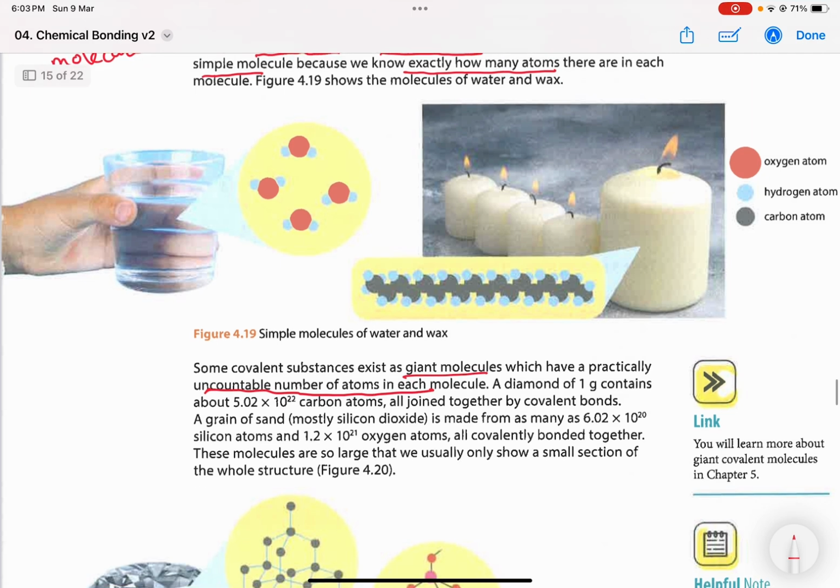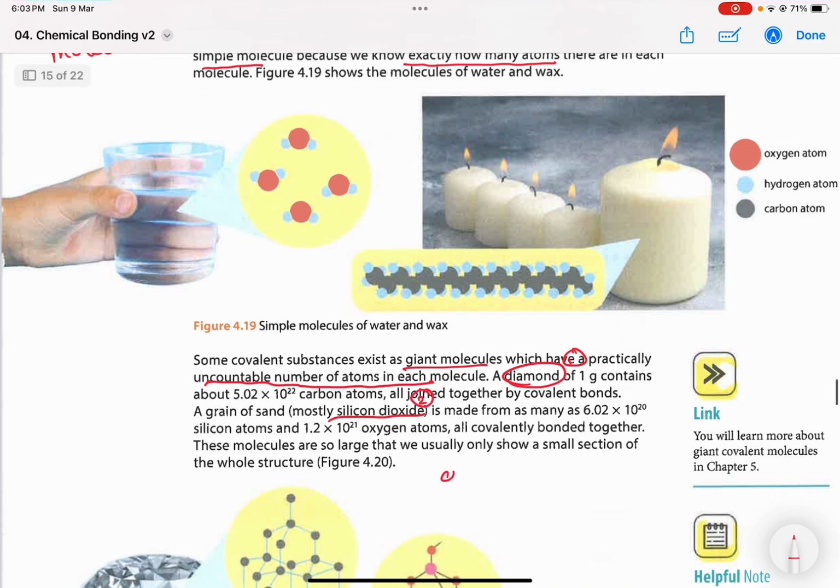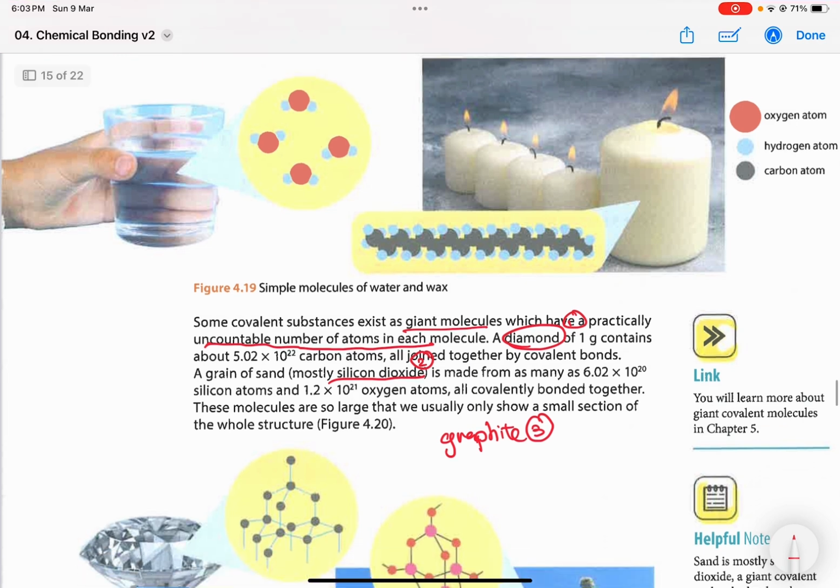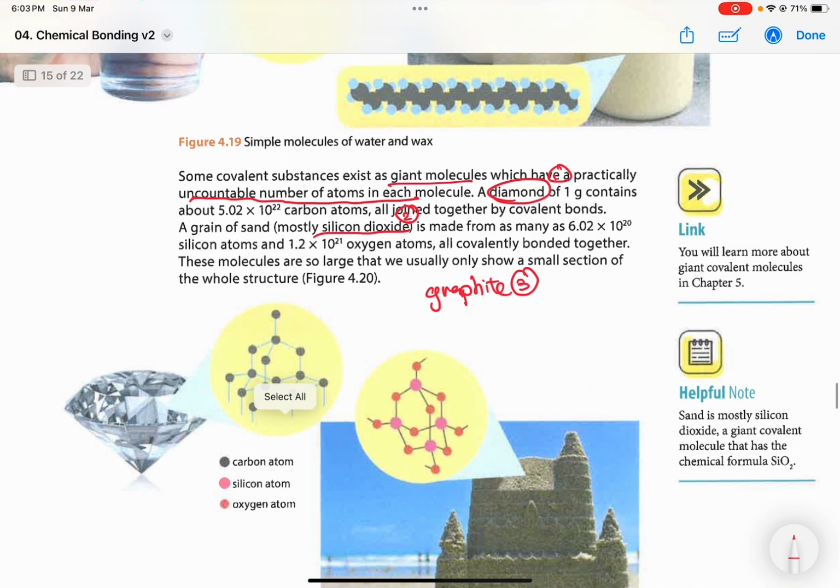So what are some examples of them? Diamond. We have silicon dioxide. We also have our graphite. So these are the 3 common ones that you need to take note of, that we will share a little bit more in chapter 5. So this is generally how their structures look. All this will be covered more in depth in chapter 5.